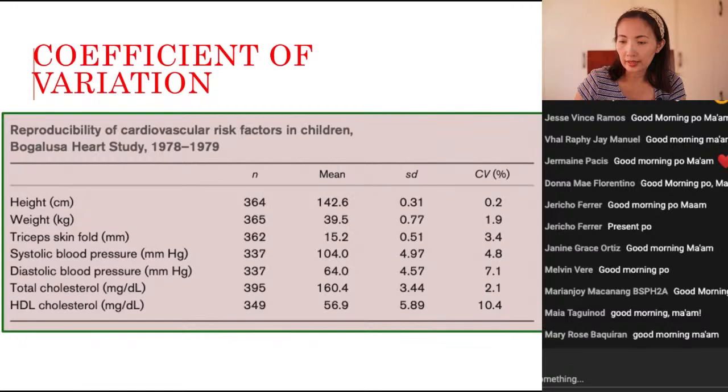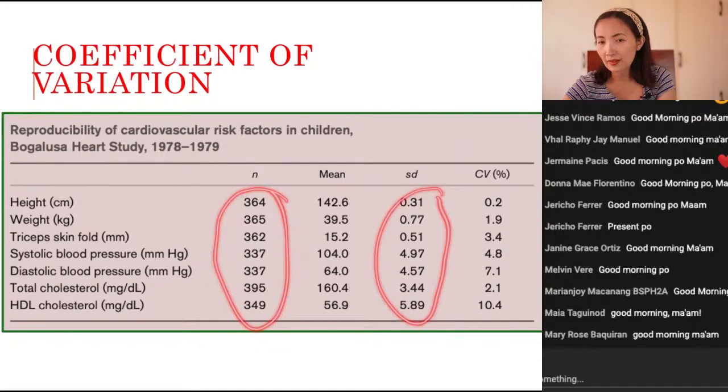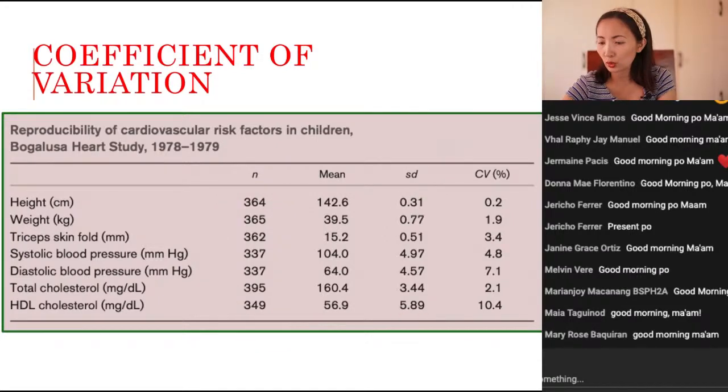The study looked into the following factors: height, weight, skin fold, blood pressure, cholesterol level, HDL cholesterol level. The means are different, the number of observations is also different, and so are the standard deviations. The coefficients of variation range from 0.2 up to 10.4, which is the highest.